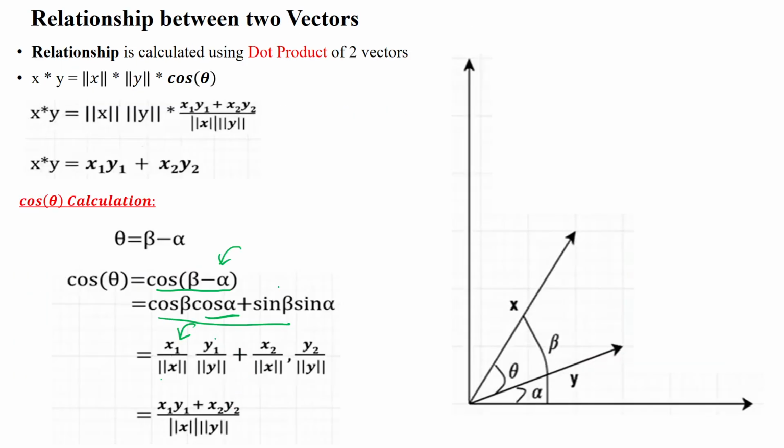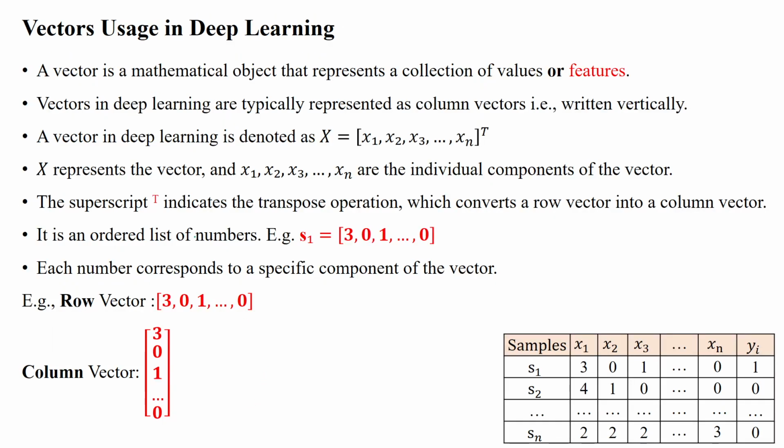Then sin beta is x2 divided by norm x, and sin alpha is y2 divided by norm y. So this is for the second vector. Okay, this is for the first vector. So from this equation we are getting x1 y1 plus x2 y2 over norm x norm y. Based upon that we can calculate the relationship between two vectors.